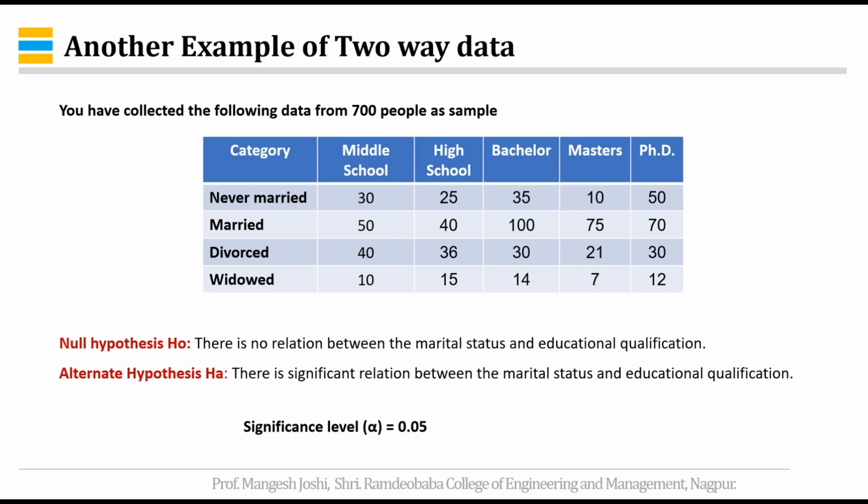Step 1 is to set the null hypothesis H0, stating that there is no relation between marital status and educational qualifications. You have the alternate hypothesis HA: there is a significant relation between marital status and educational qualifications. You have selected the significance level as 0.05.